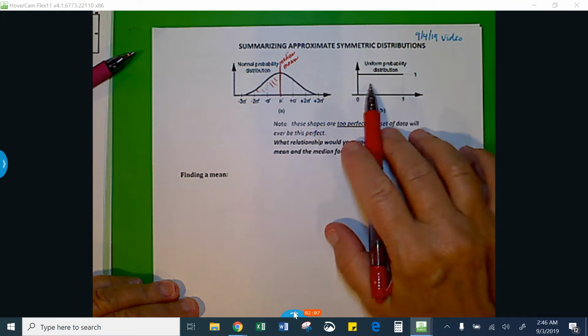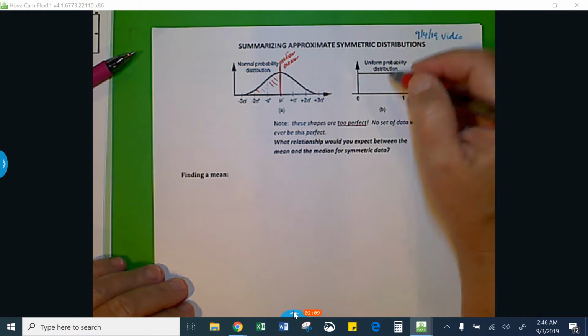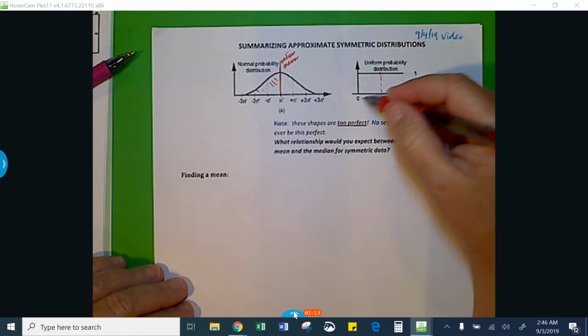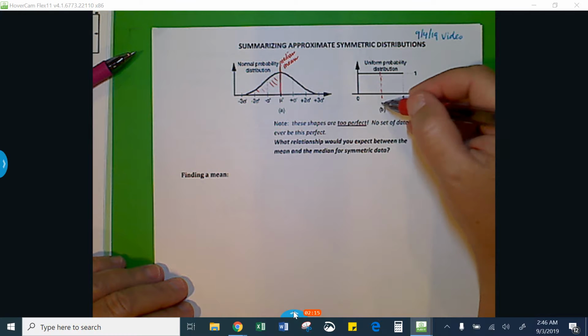This uniform distribution is also perfectly symmetric, so if we found the midpoint here between 0 and 1, this would be the median and the mean as well.